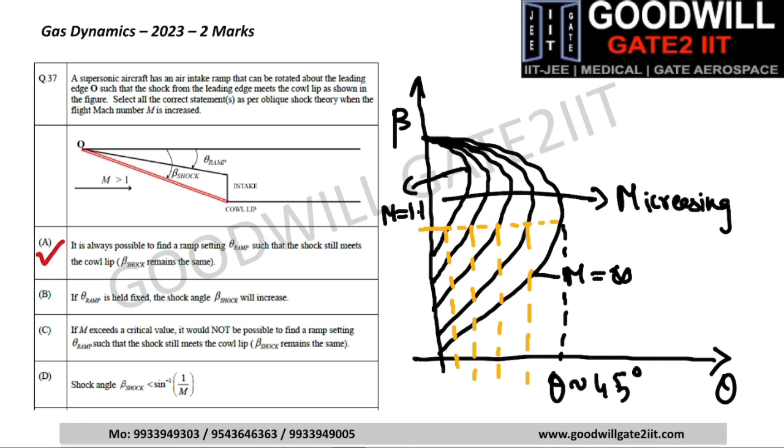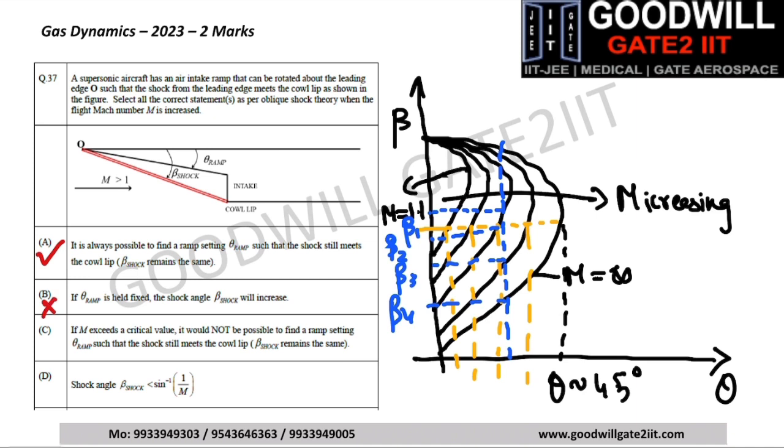Now coming to option B: if theta ramp is held fixed, the shock angle beta shock will increase. Let's say we fix theta at this point. With Mach number increasing, we have our first Mach number here, which would be beta 1. The second Mach number would be somewhere here, which would be beta 2, this would be beta 3, this would be beta 4. We can see that for a fixed theta, as Mach number increases, beta keeps on decreasing. It doesn't increase. So this option would be wrong.